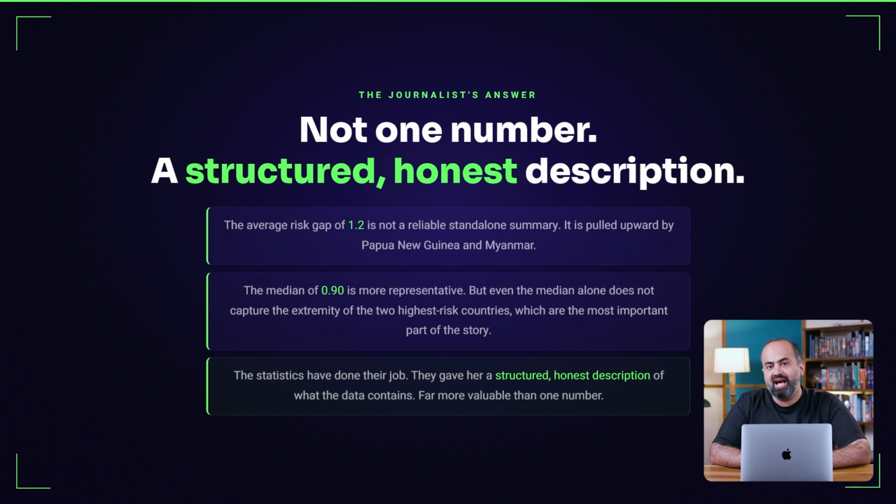The statistics have done their job. They have not given her one number to report. They have given her a structured, honest description of what the data contains, which is far more valuable.